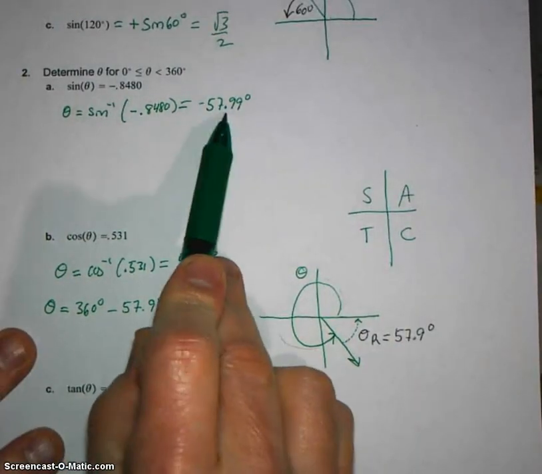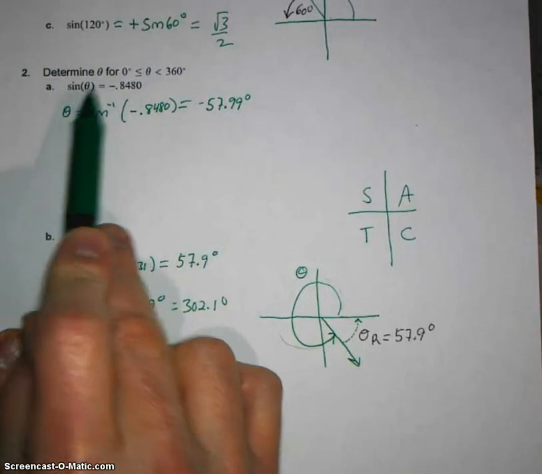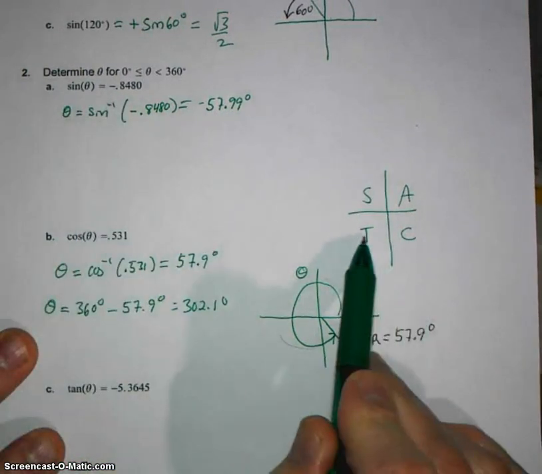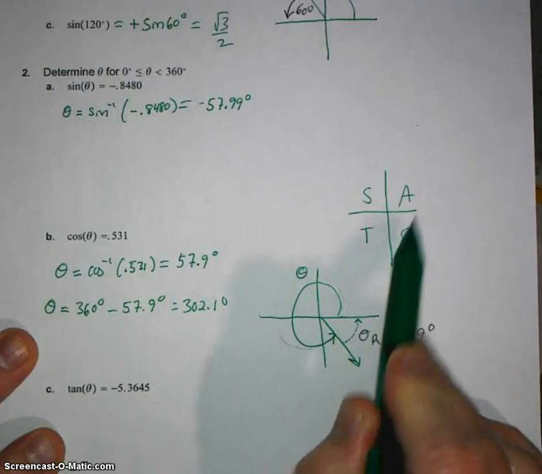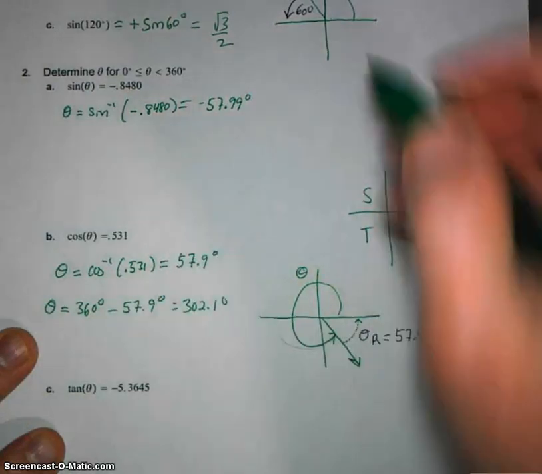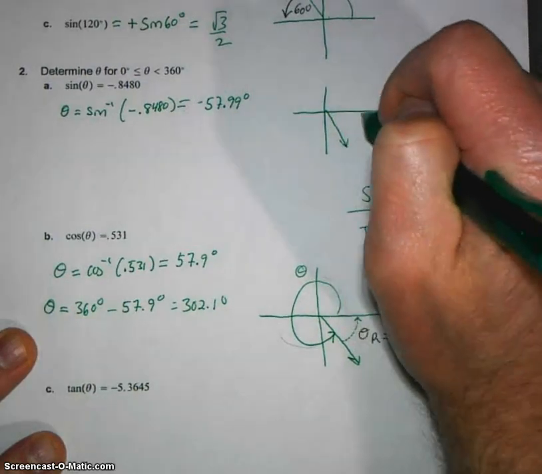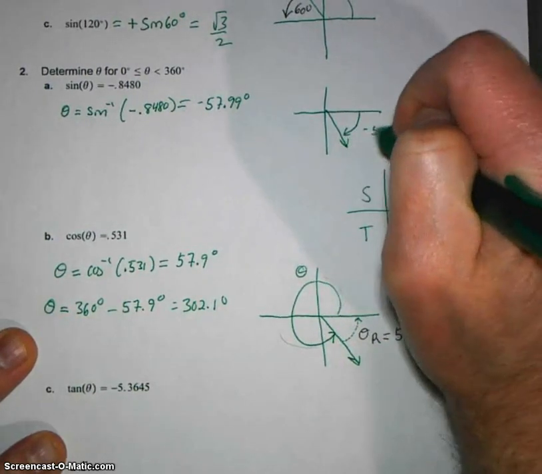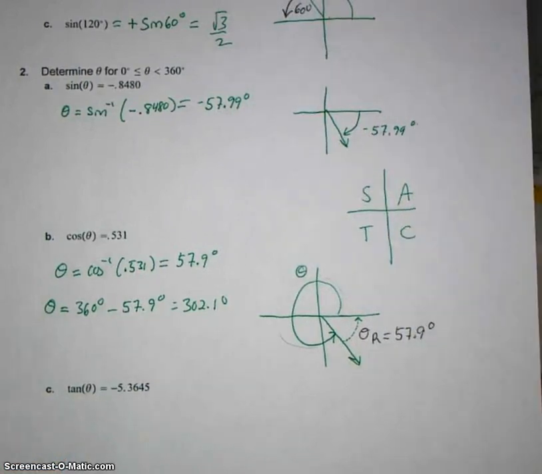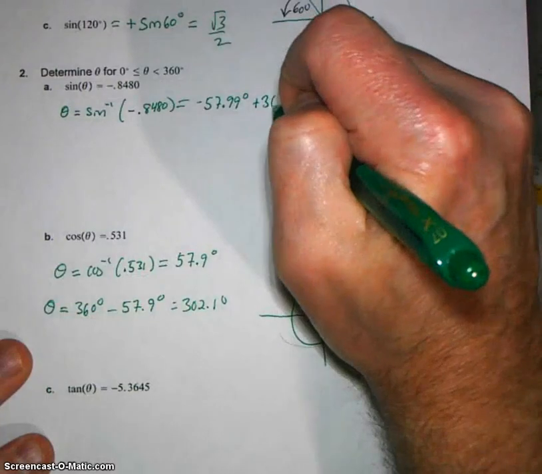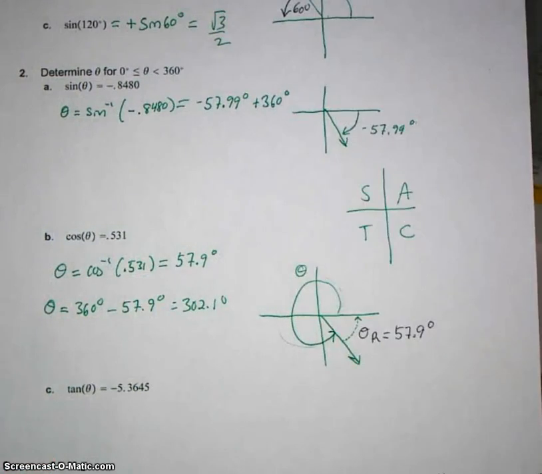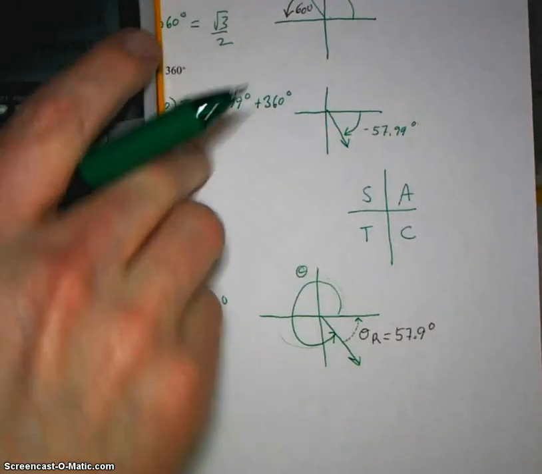All right, the next thing we need to recognize is sine is negative. That means we've got an answer in quadrant 3 and 4, because sine is positive in 1 and 2. So this negative 57.99 degrees, that's this angle. So it's given us the answer in quadrant 4. Unfortunately, it just didn't write it the way we want it. We want it as a positive angle. So what we need to do is find a coterminal angle. Finding a positive coterminal angle is quite simple. We just add 360 degrees.